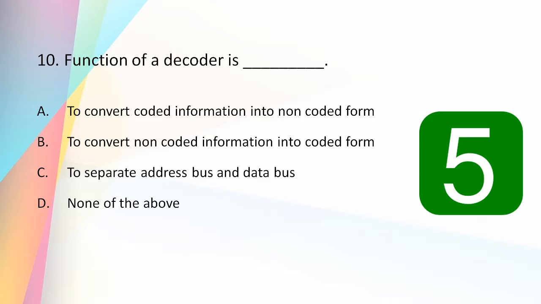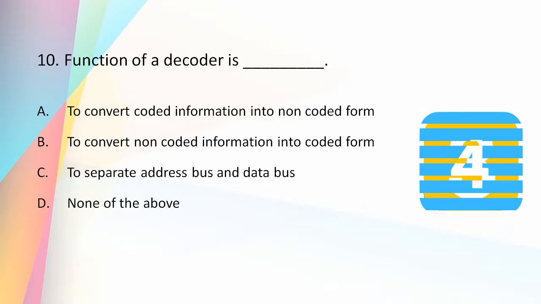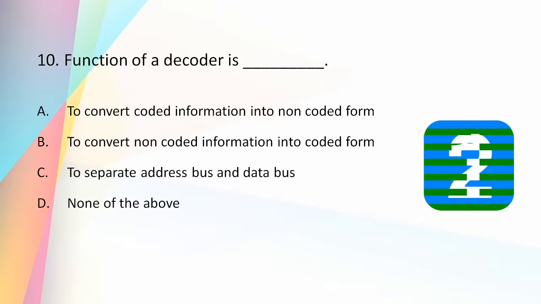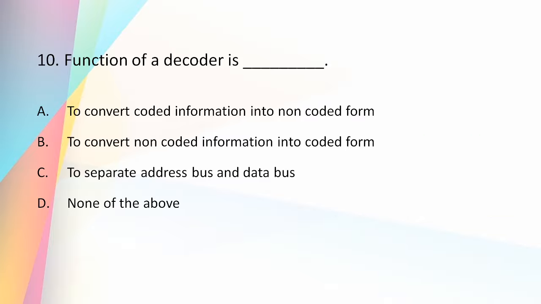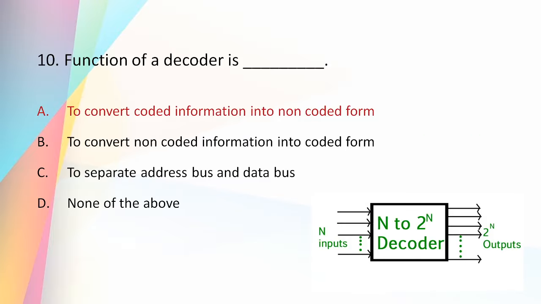Function of a decoder is to convert coded information into non-coded form, to convert non-coded information into coded form, to separate address bus and data bus, none of the above. And here you go. And the answer is to convert coded information into non-coded form, we use decoders.